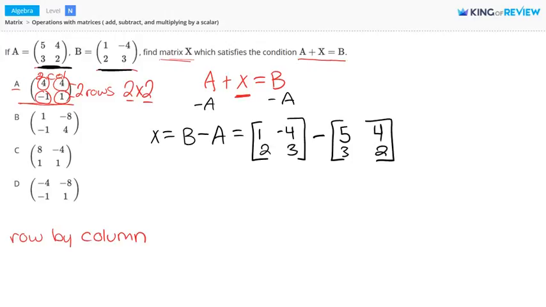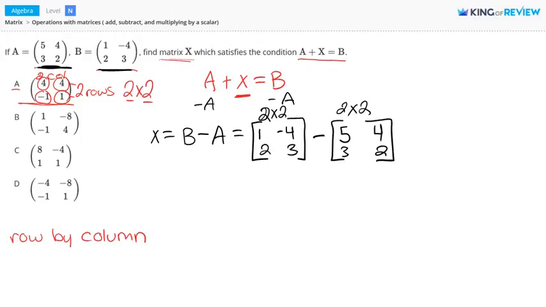To add or subtract matrices, you must add or subtract corresponding entries. And you can only add or subtract matrices with the same dimensions. So what are the dimensions on this first matrix, matrix B? Well, it has 2 rows and 2 columns, so this is a 2 by 2. And this second matrix, matrix A, it has 2 rows and 2 columns, so it's a 2 by 2. The dimensions of these 2 matrices are the same, therefore we can subtract them.